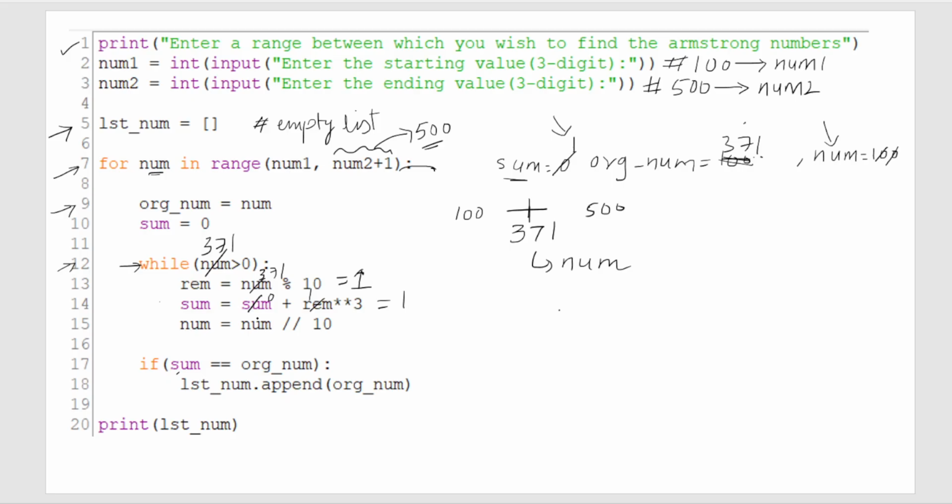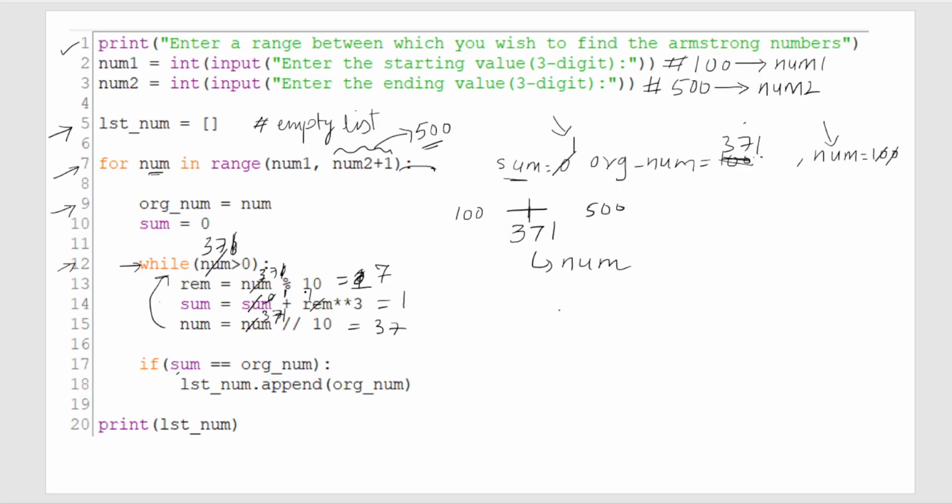It will go up again. Now the value of the number is 37, which is more than 0. Come back in, find the next remainder of 37 modulus 10. The value of the remainder becomes 7 now, right? The value of sum was 1, right? Now the value of the remainder becomes 7.